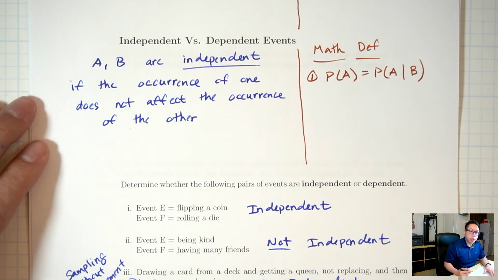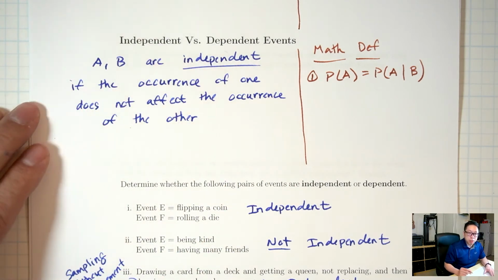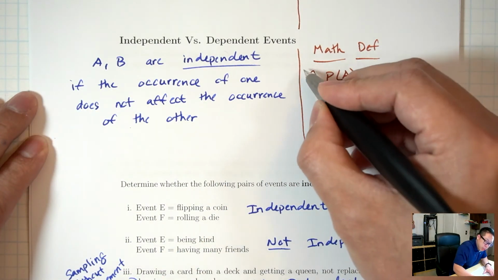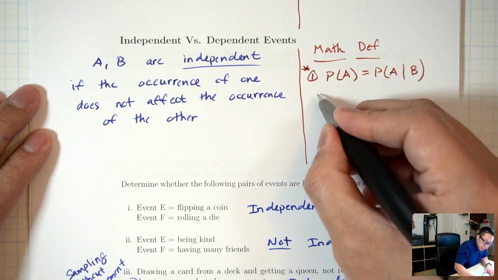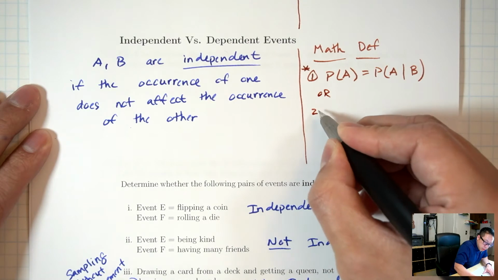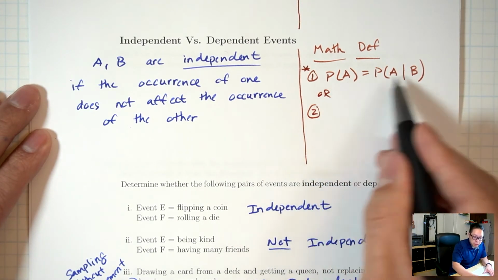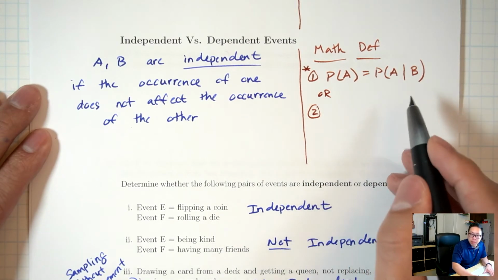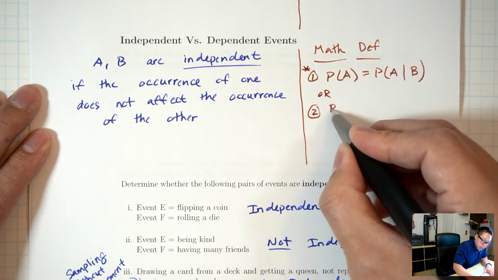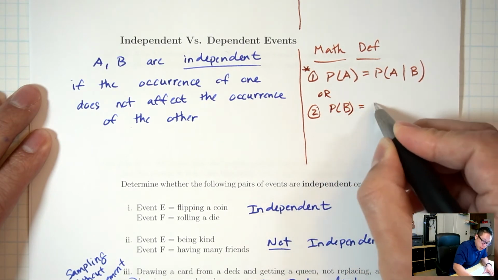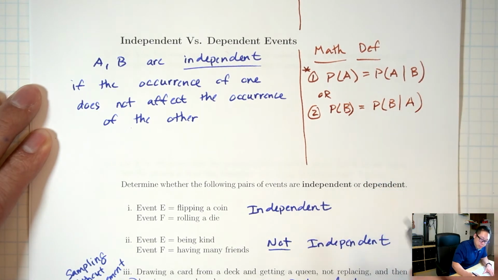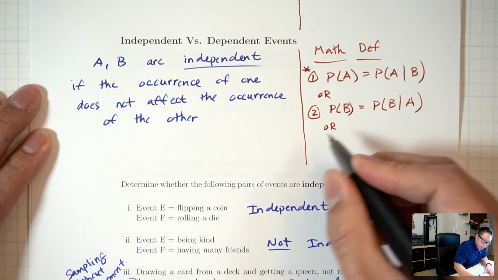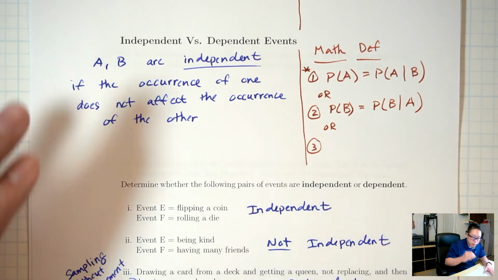And there's two other equations that you could check. You don't have to check them all. You just check one of them. I'm always going to check this one, but let me write the other two just to be complete. So the second one you could check is going to be the same thing as this one, except you just swap B's and A's. So this one's going to be probability of B equals probability of B given A. Okay, and then or.